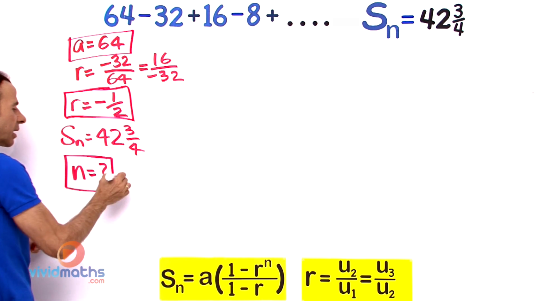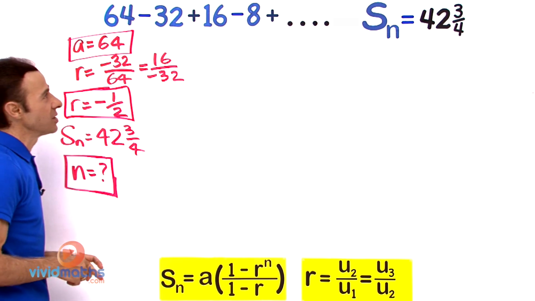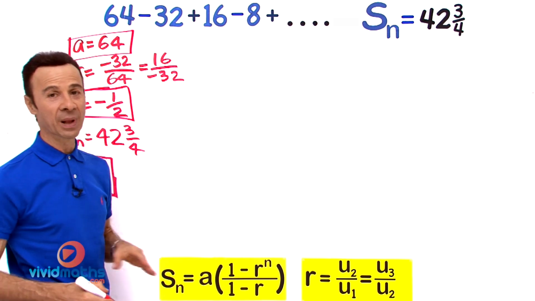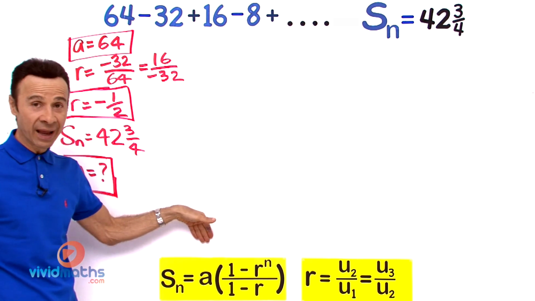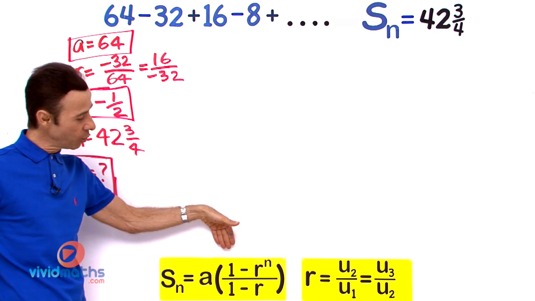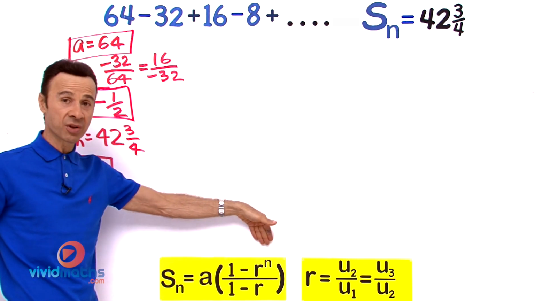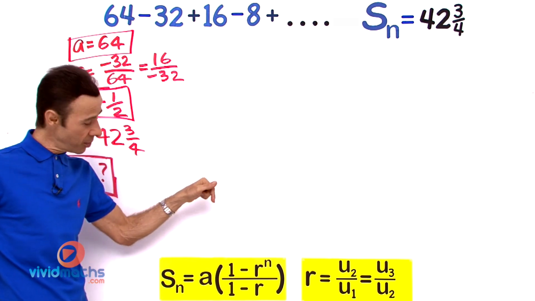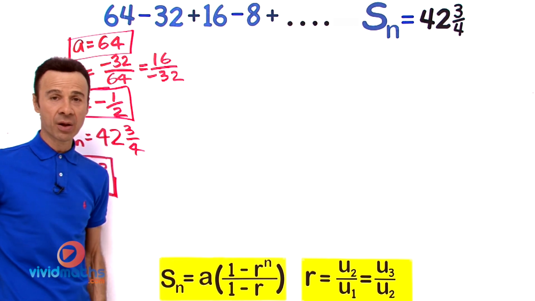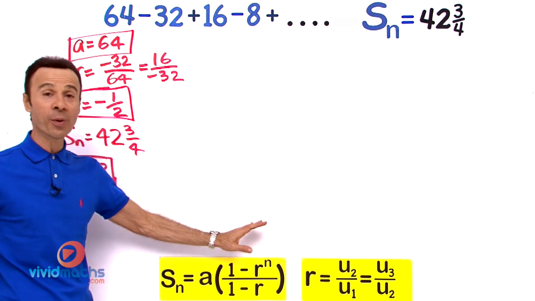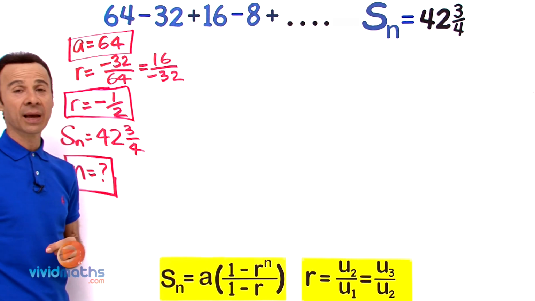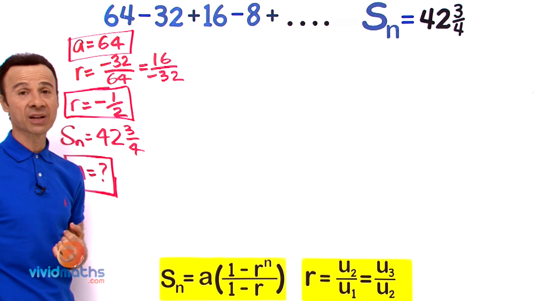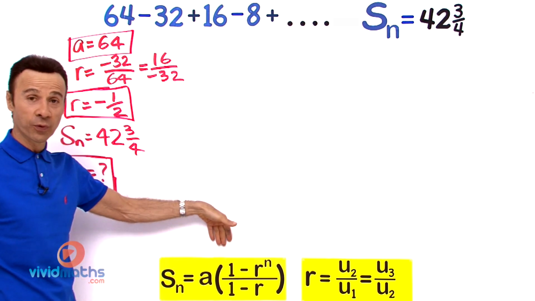That's the missing link. In order to find this, we need to use the formula for the sum to n terms. Sum to n equals A, the first term, times 1 minus R to the power of n, all over 1 minus R, the common ratio. That's a good formula to use when R is less than 1, and it's a negative fraction, so it's good to use here.